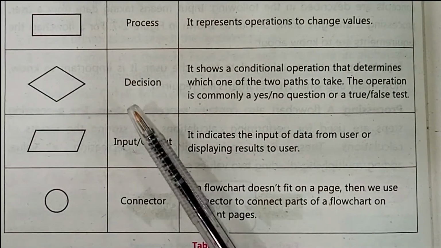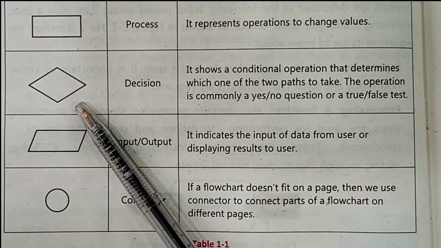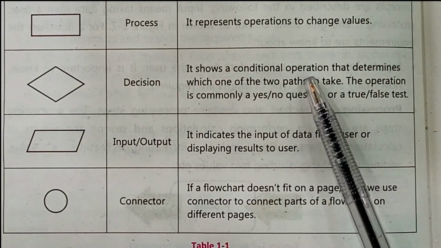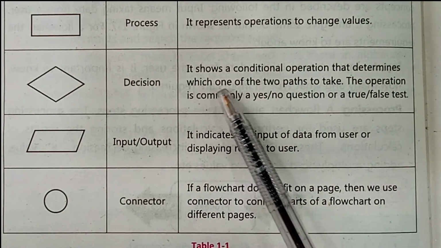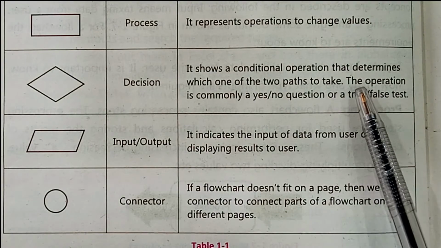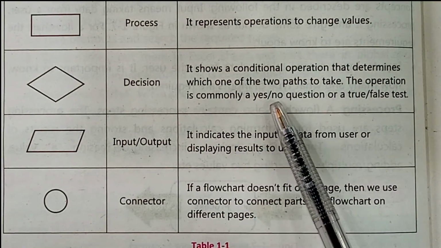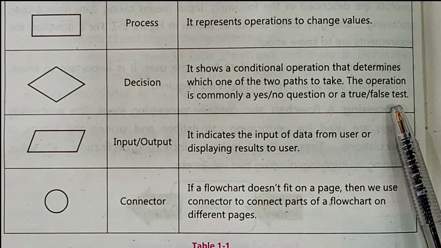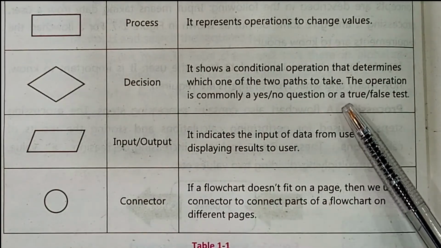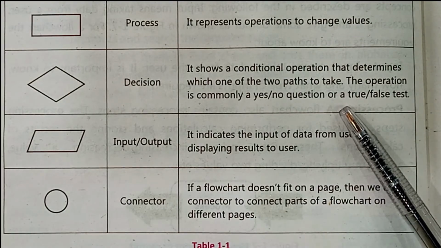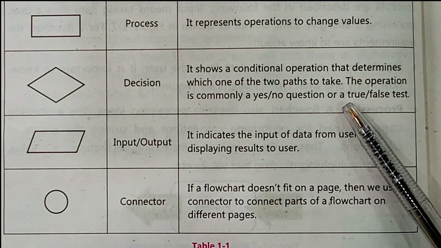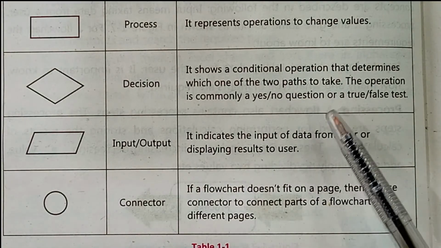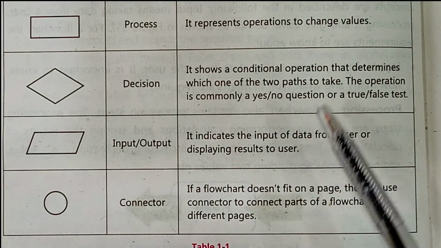Fourth one is decision. It is represented by a diamond shape. It shows a conditional operation that determines which one of the two paths to take. The operation is commonly a yes or no question or a true or false test. Students, it indicates a diamond shape. A diamond indicates a decision, that either the operation is true or false, or the value is yes or no in question.